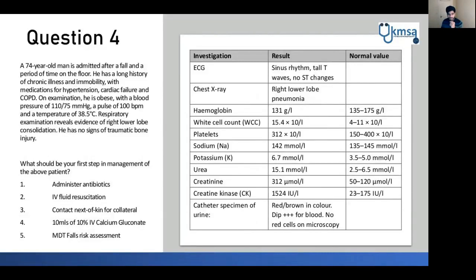So same scenario, but different question. I'll put up the next poll. So what do you want to do for this patient? What's your first port of call here? What do you want to do for him? So the options are give him antibiotics, give him IV fluids to resuscitate him, try and contact the next of kin to find out what happened, give him 10 mils of 10% IV calcium gluconate, or get an MDT falls risk assessment for him.